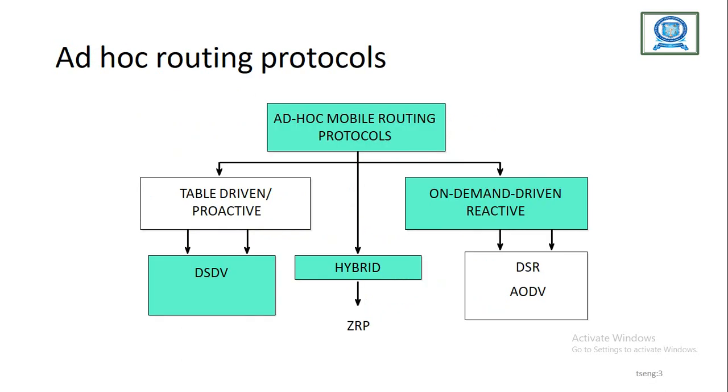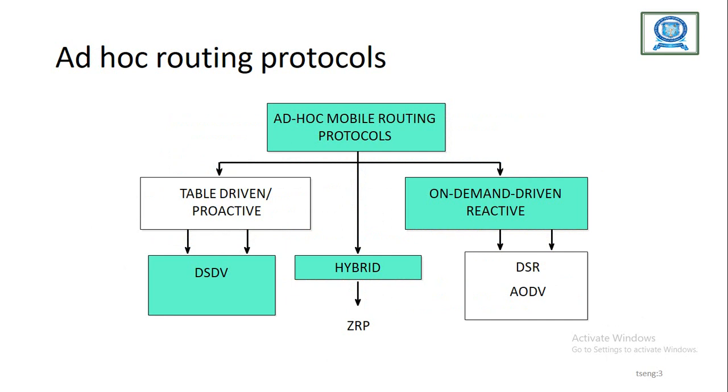This is the ad hoc network routing protocol classification. Normally we have three types of classification in ad hoc routing protocols. The first is proactive, the second is reactive, and the third is hybrid. The other name for proactive routing protocol is table driven routing protocol, and the other name for reactive routing protocol is on demand routing protocol.